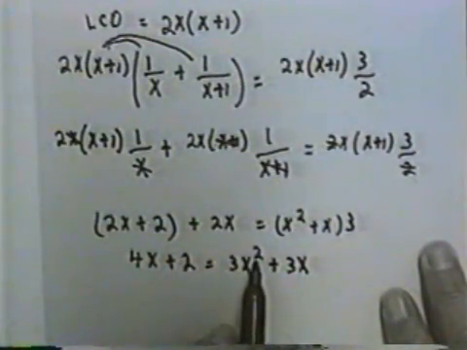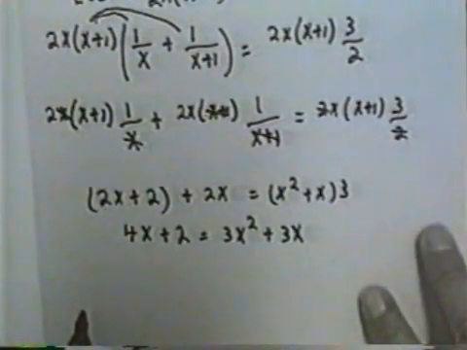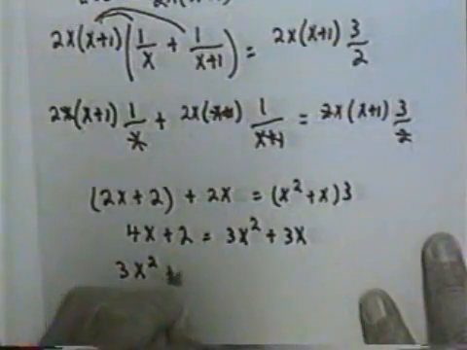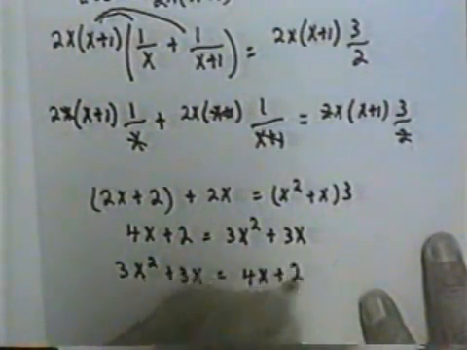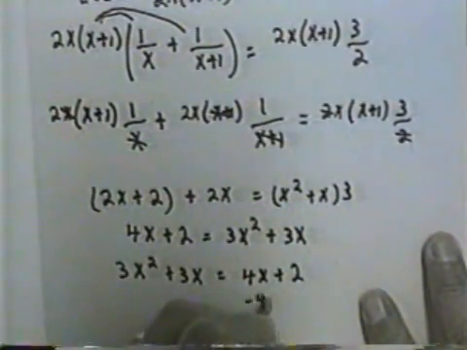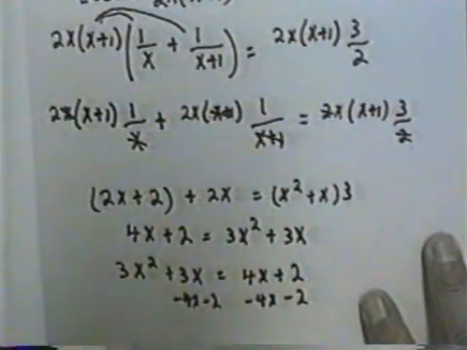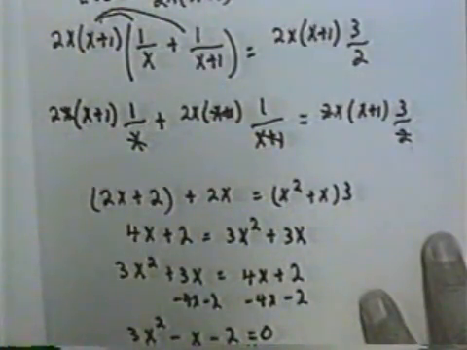Now in this case, I have a quadratic equation. If your largest exponent is 2, your equation is quadratic. That means I need to put it in standard form. So I can say 3x squared plus 3x is equal to 4x plus 2. I need to subtract 4x and 2 from both sides. So I'm left with 3x squared minus x minus 2 is equal to 0.